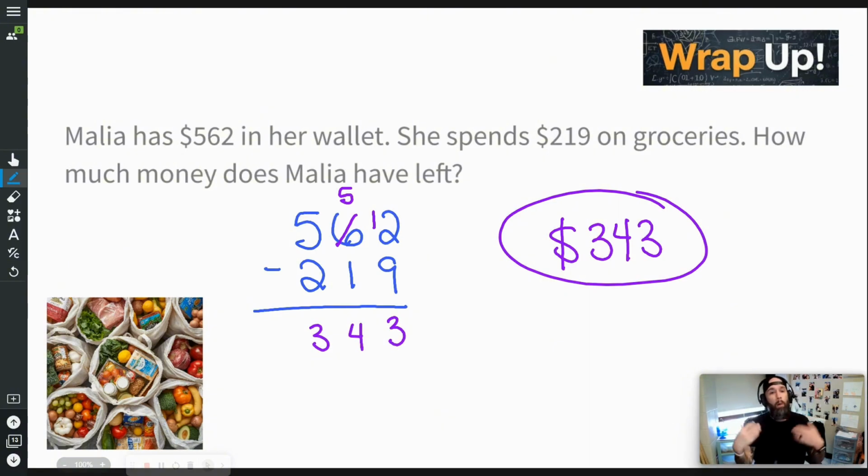So subtraction with borrowing. Sometimes it's bad, sometimes it's awful, sometimes it's not.